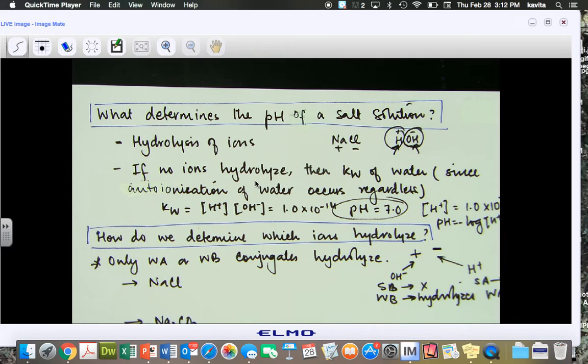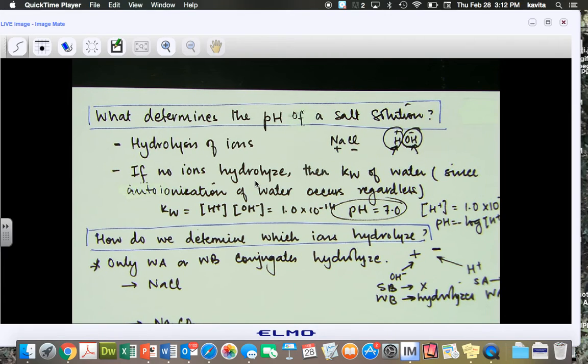Everybody, this podcast is to help you with salt hydrolysis and get you ready for the lab on Monday so you can do your pre-lab. So first of all, what determines the pH of a salt solution? We've been talking about pH of acids and bases and weak acids and weak bases, but salt solutions can also have a pH. And what determines the pH of that salt solution?